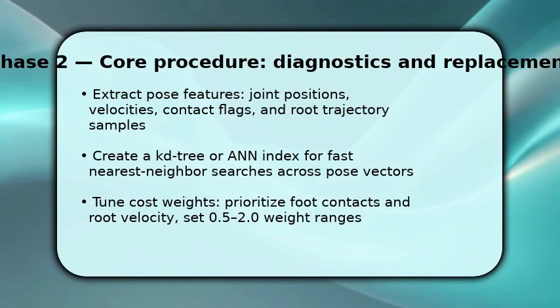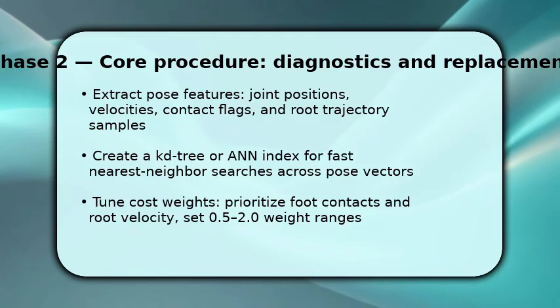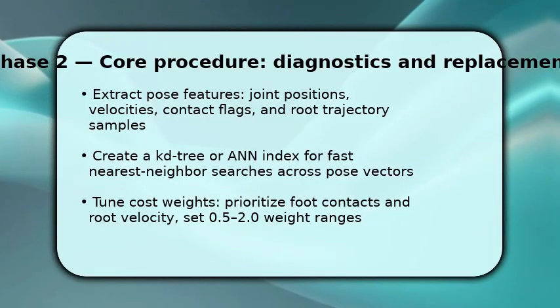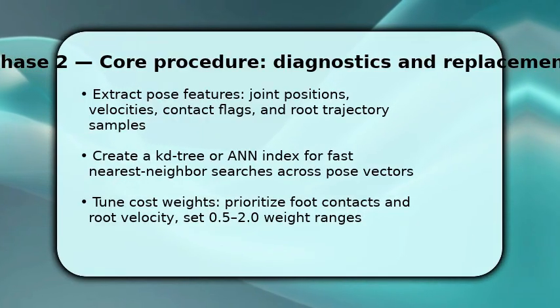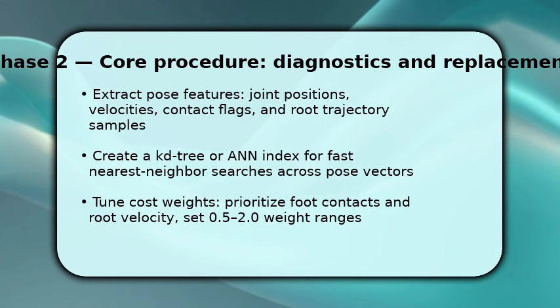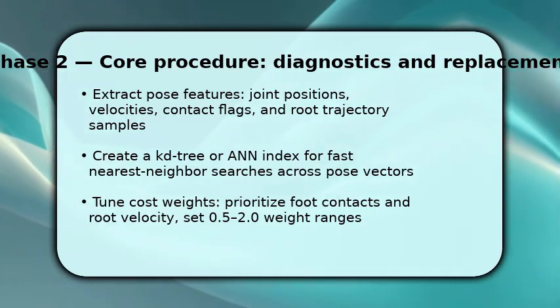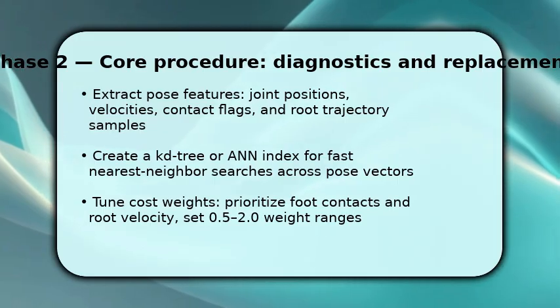Now you build the matching pipeline. Extract pose features per frame: joint positions, velocities, contact flags, and a short root trajectory sample. Once extracted, encode pose vectors and insert them into a fast nearest neighbor structure like a KD tree or ANN index so queries run in milliseconds.